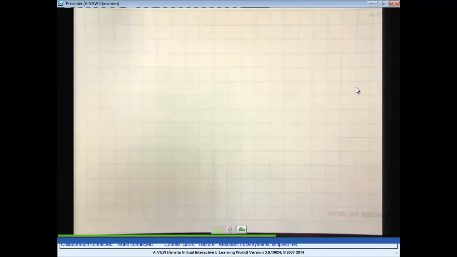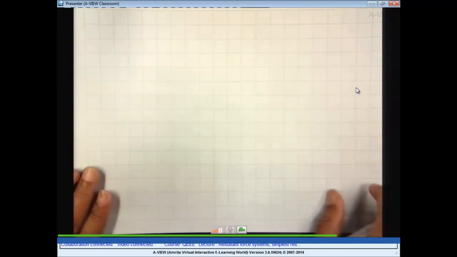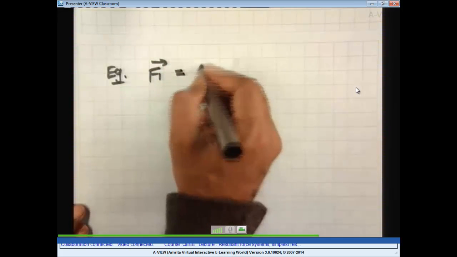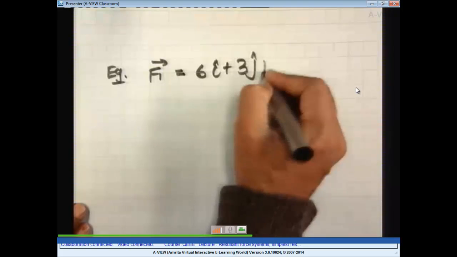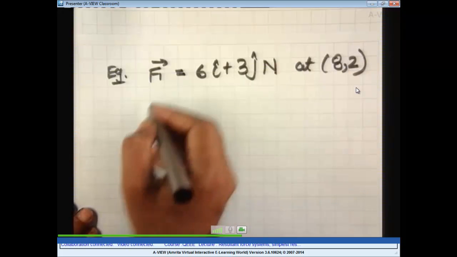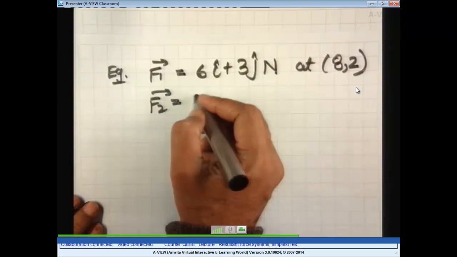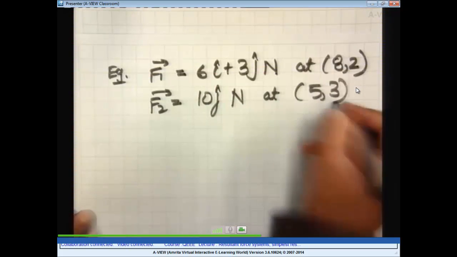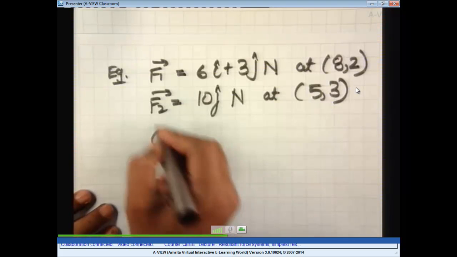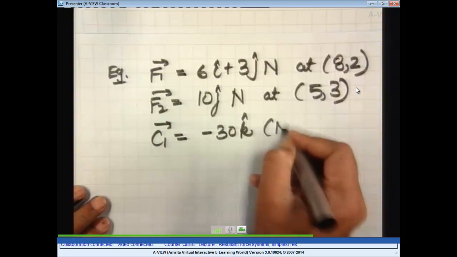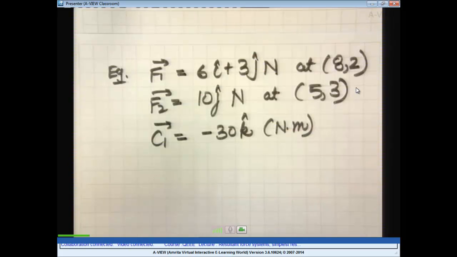And just to illustrate this, let us take an example, after which I will end today. For example, if we say we have a body on which F1 is equal to 6I plus 3J newtons, it acts at 8,2, and force F2 is equal to 10J newtons, which acts at 5,3, and we have a couple C1 which is equal to minus 30K newton meters.